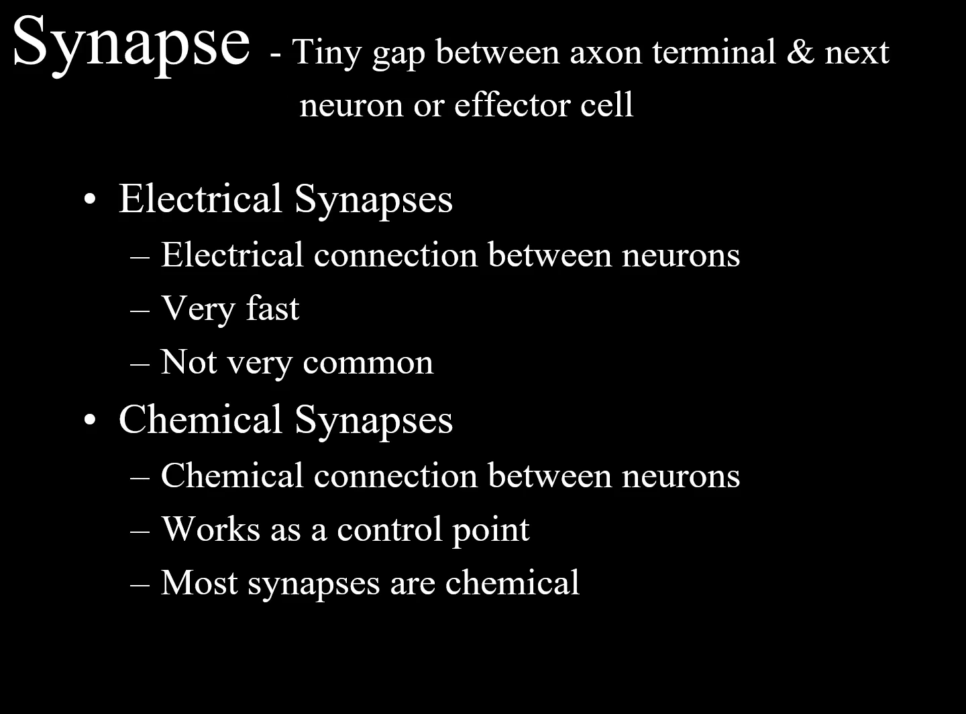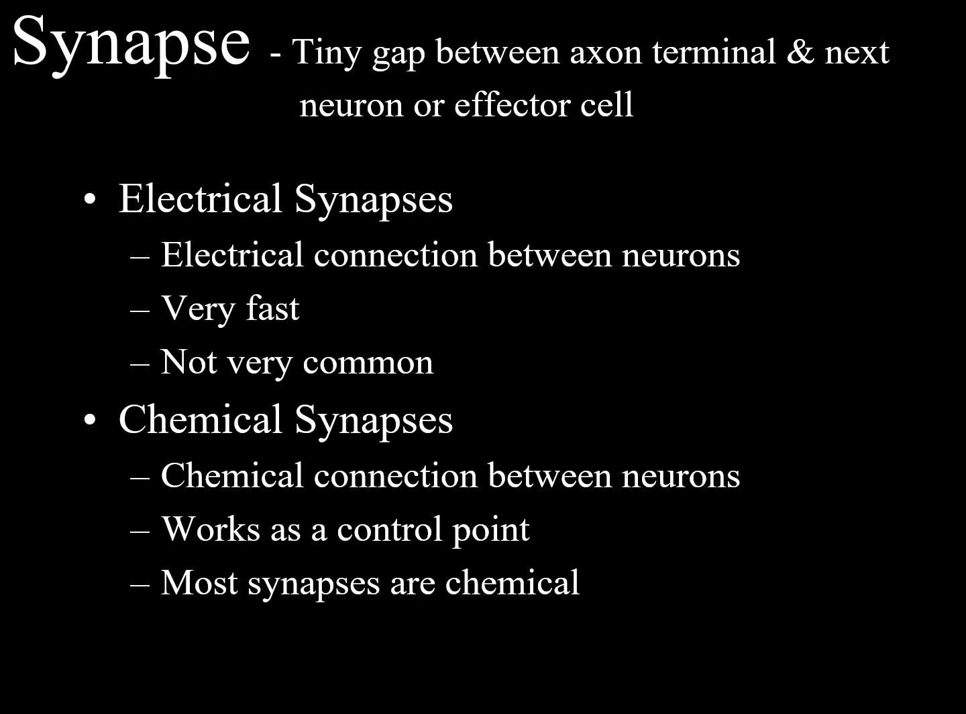The synapse is the little gap between the axon terminal of one neuron and the next neuron. It might be the dendrite of a neuron, or it might be the nerve cell body, or it could be an effector cell like a muscle cell. And so there's a little gap there. There are some electrical synapses that exist. They are actually not very interesting. It's an electrical connection between neurons.